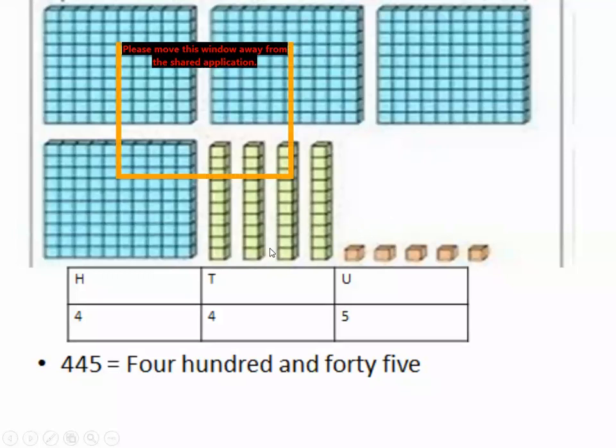There are 4 tens blocks. So we write 4 in the tens column. Then count how many unit blocks. 1, 2, 3, 4, 5. There are 5 unit blocks. So we write 5 in the unit column.